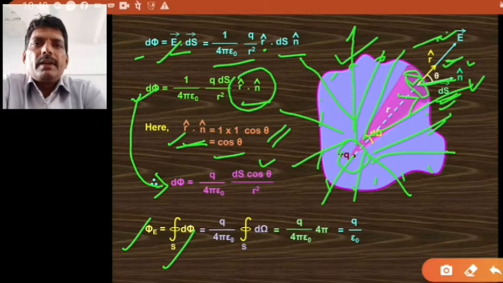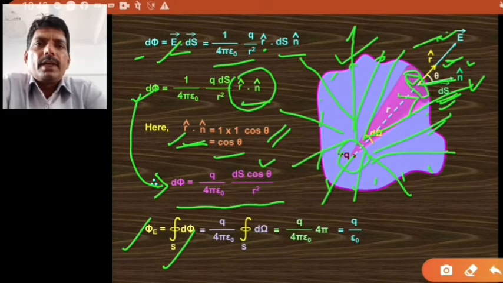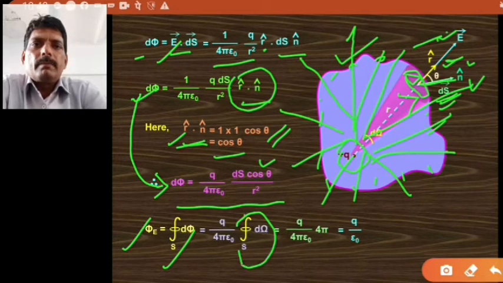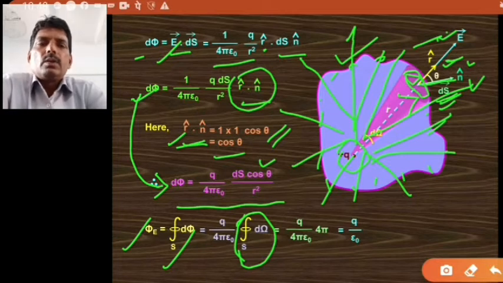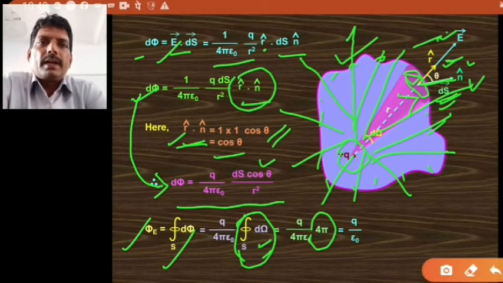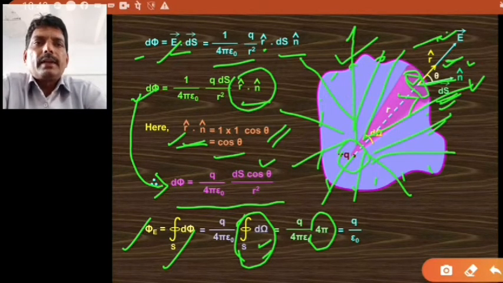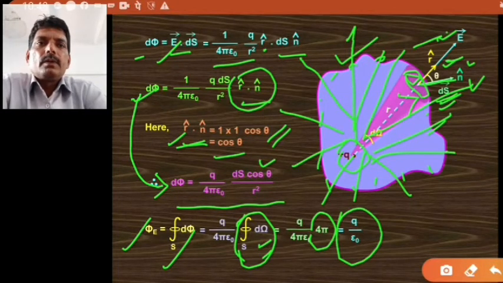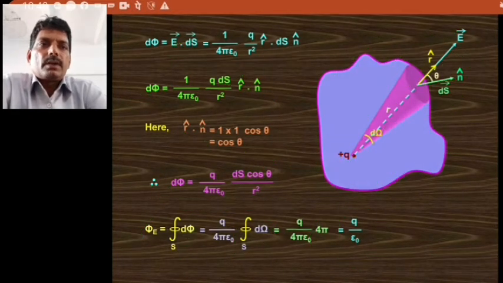So putting the value of d phi from this equation, we get q upon 4 pi epsilon naught closed surface integral over d omega. This one is called the solid angle, and the value of the total solid angle is 4 pi. This also we have discussed. So putting that value and cancelling the term 4 pi, we get q upon epsilon naught. So this is again the proof of Gauss law.